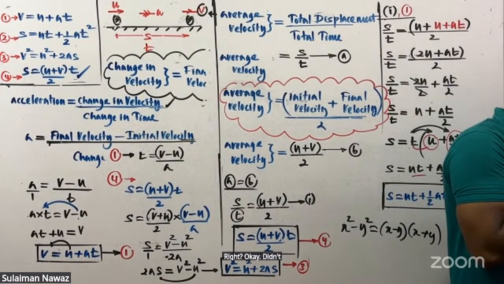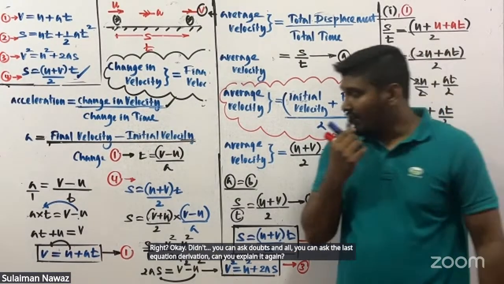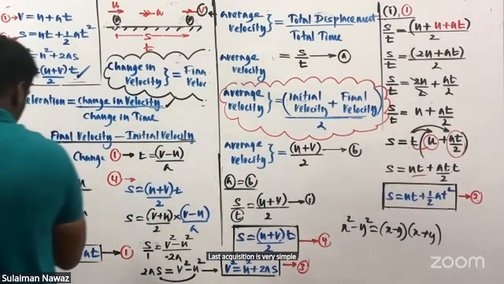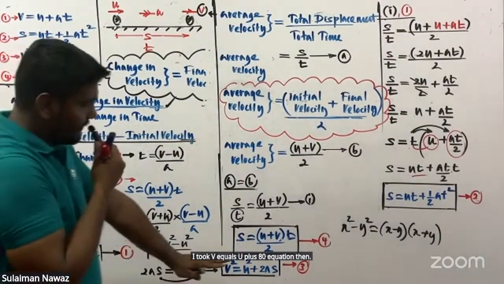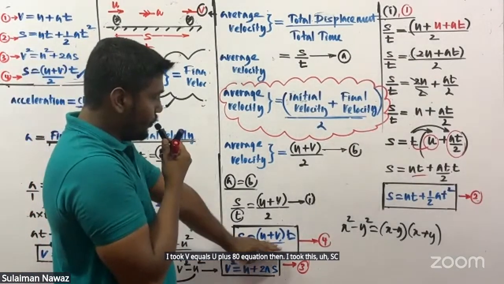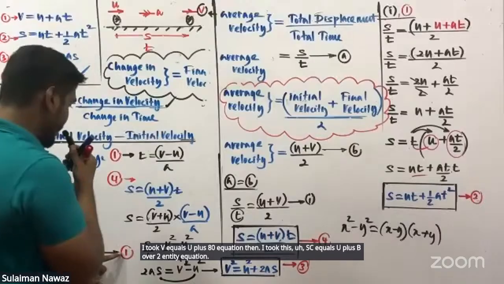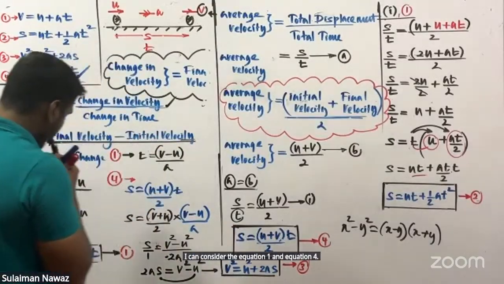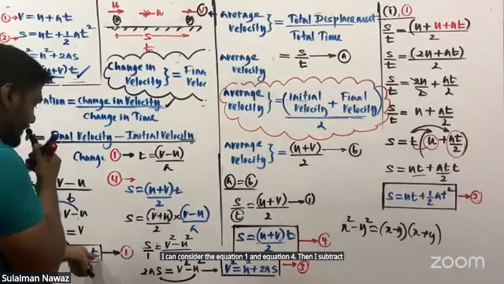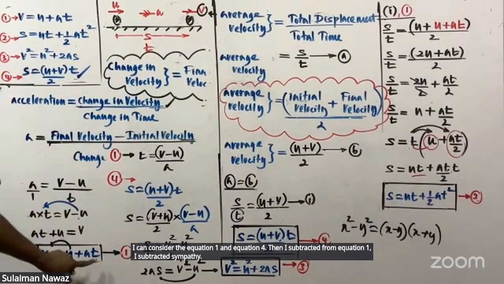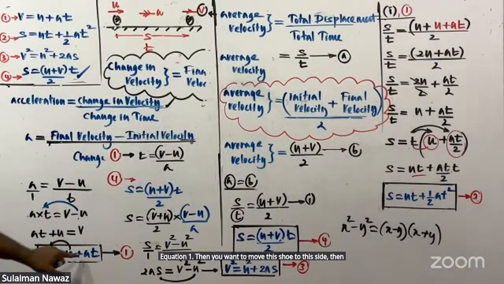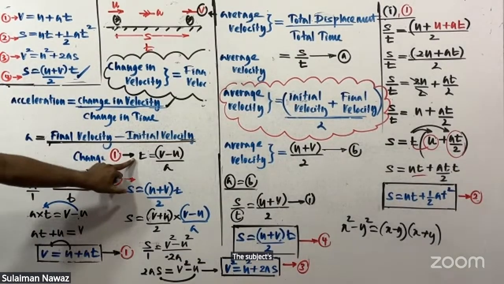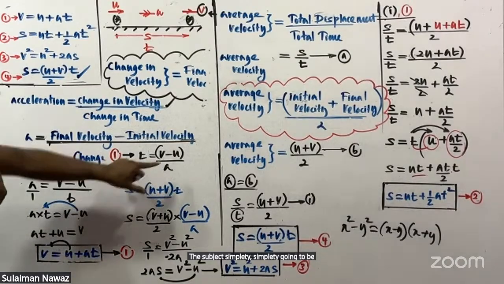Then you can ask doubts and all. You can ask about the last equation derivation. Can you explain it again? The last equation derivation is very simple. What I have done: I took the equation v equals u plus at, and I took the equation s equals (u plus v) over 2 into t. I considered equation 1 and equation 4. Then I substituted t from equation 1. You move this u to this side, then v minus u. The subject t is going to be (v minus u) over a.